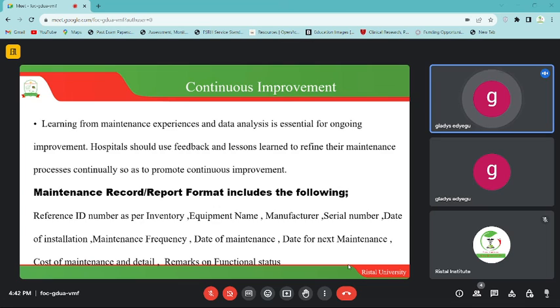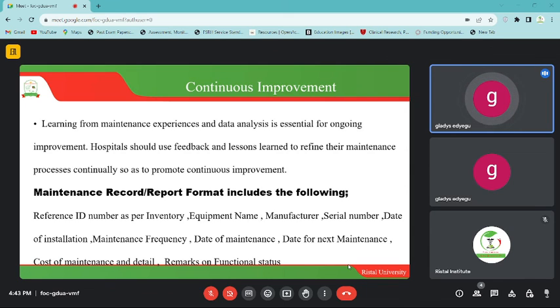After you have done the maintenance, you have to put the remarks on functional status. How is the machine? You have worked on the equipment, you have worked on the systems. So what is the functionality? At what state is it? Is the machine or the system now functioning, or has it failed, or is it functioning but not in the normal state or condition in which it was manufactured?